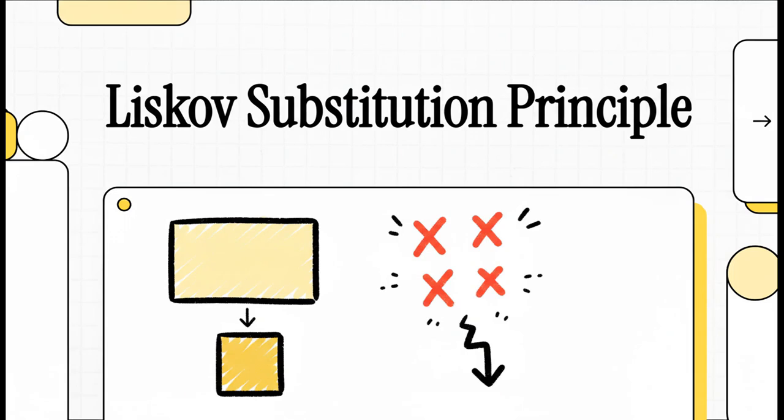All right, today we are jumping right into the L in SOLID, the Liskov Substitution Principle. Now, this is the principle that really gets to the core of what makes inheritance work the way it's supposed to. And it stops our code from becoming this minefield of unexpected bugs.